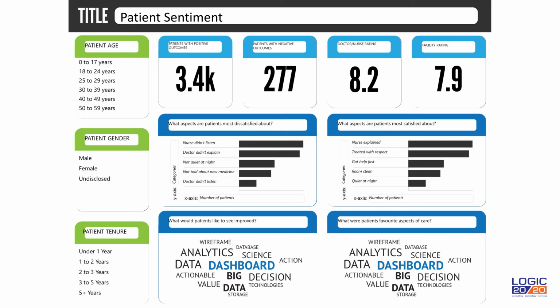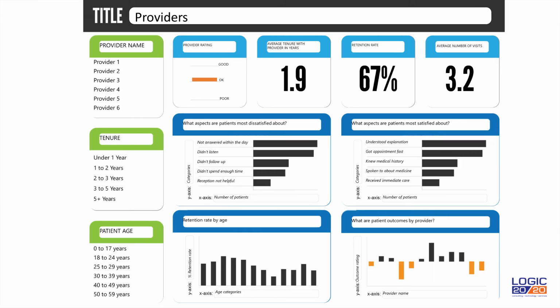Some of the questions here on the charts. What aspects are patients most dissatisfied about? What aspects are patients most satisfied about? What would patients like to see improved? And what were patients' favorite aspects of care? Again, those last two are free text. Slightly different filters here on the left. So the age range was the same, but we've got patient gender and also a repeat from the last one, which is patient tenure. Moving on to the next set of wireframes.